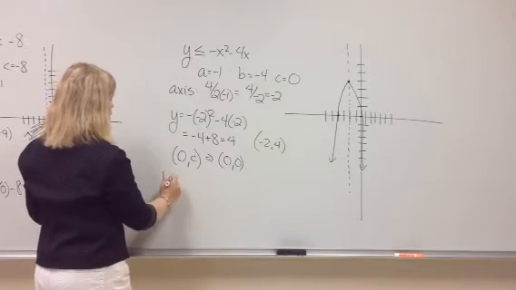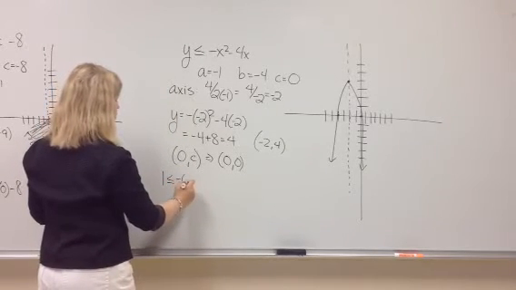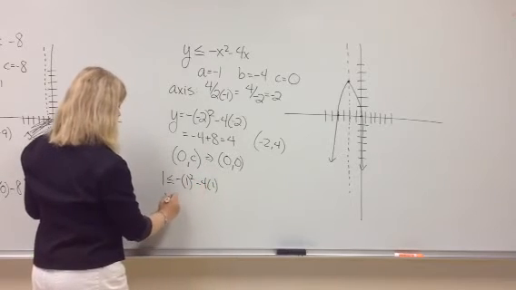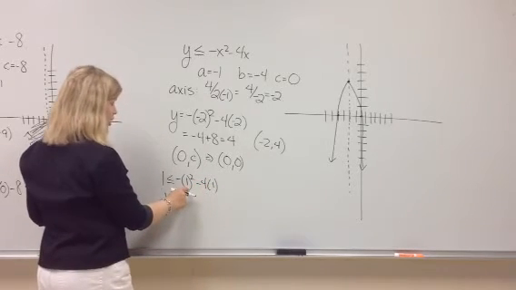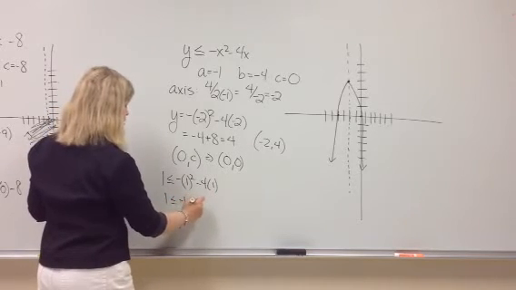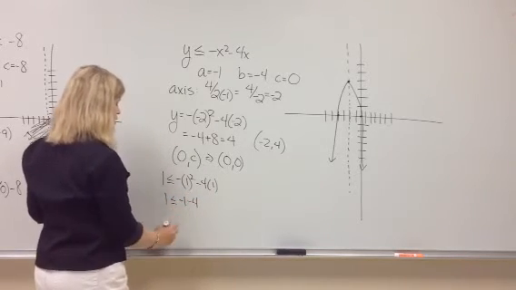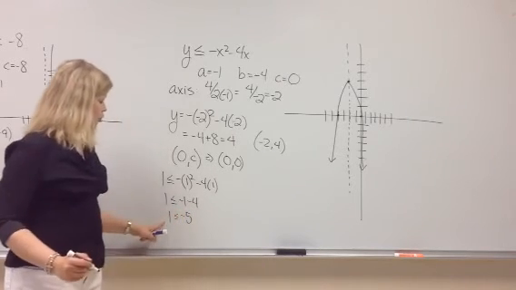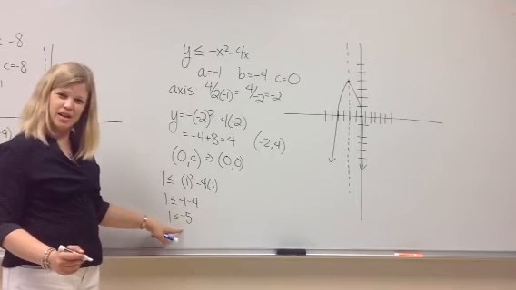So we've got 1 less than or equal to the opposite of 1 squared minus 4 times 1. So let's see, what is 1 squared? 1, and the opposite of that is negative. Negative 4 times 1 is negative 4. What is negative 4 minus 1? Why, negative 5, Mrs. Roth. So 1 is less than or equal to negative 5?